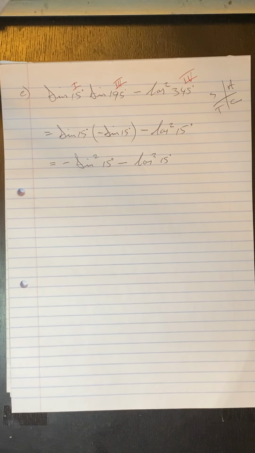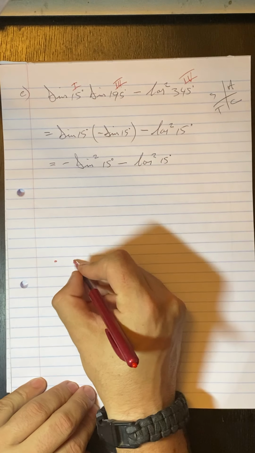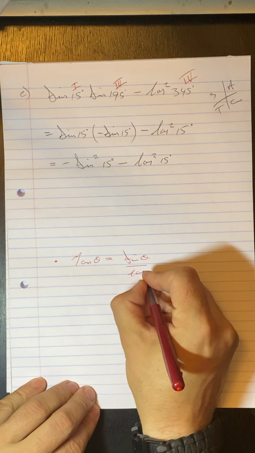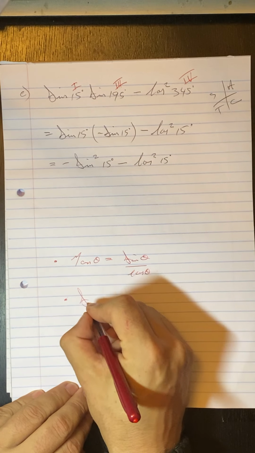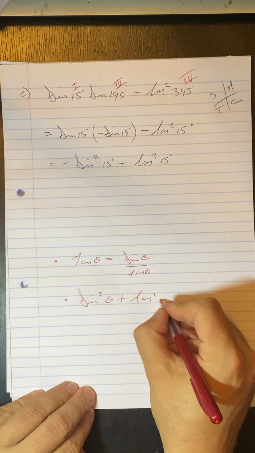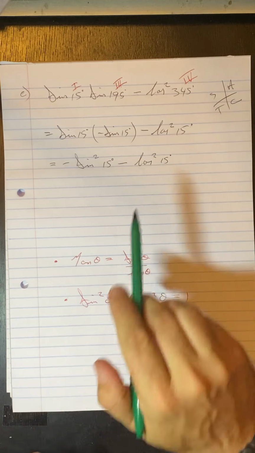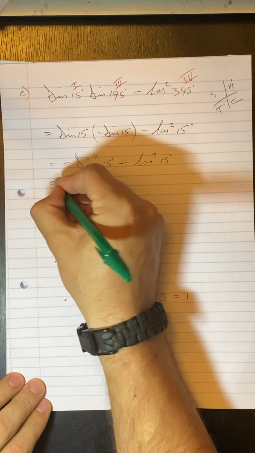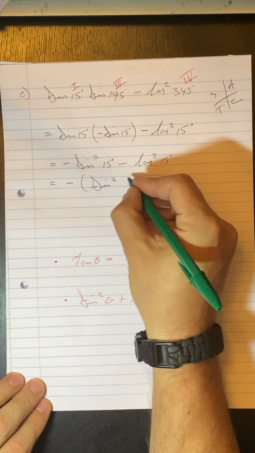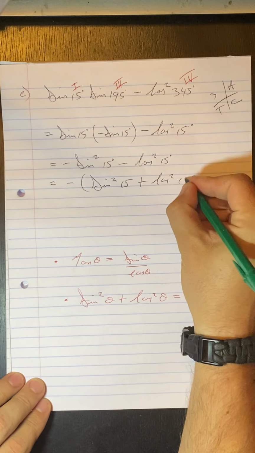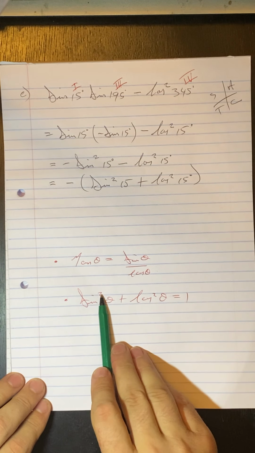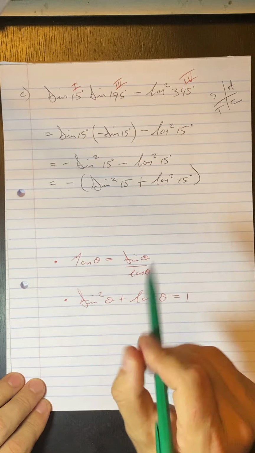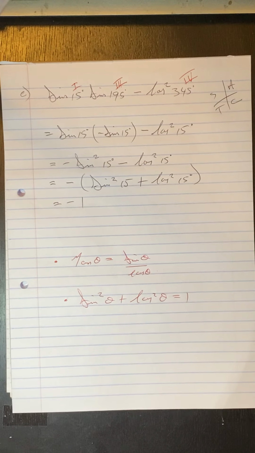Okay, now just going back to yesterday's lesson, I showed you two identities. The first identity was that tan theta is equal to sine theta over cos theta. The second one I showed you was that sine squared theta plus cos squared theta is equal to 1. So this looks very similar to this, okay? Except we've got these negatives. So if I take out that negative, we've now got sine squared 15 plus cos squared 15. Sine squared of an angle plus cos squared of that same angle is equal to 1. And that's what we have here. So that is equal to minus 1. And that is our solution.